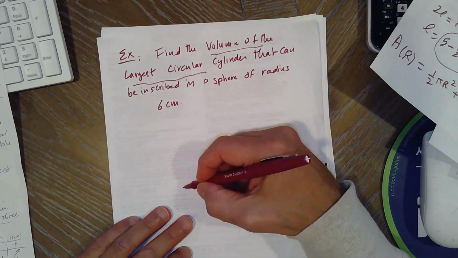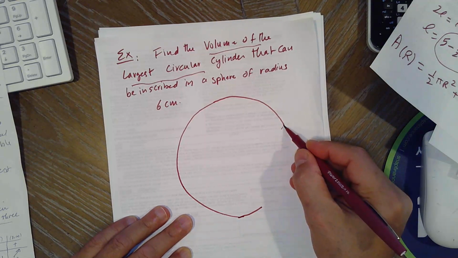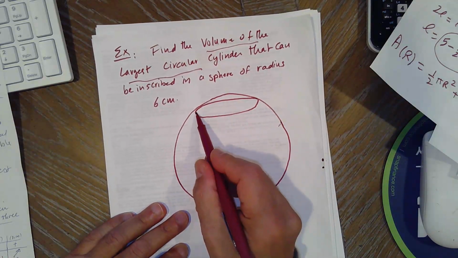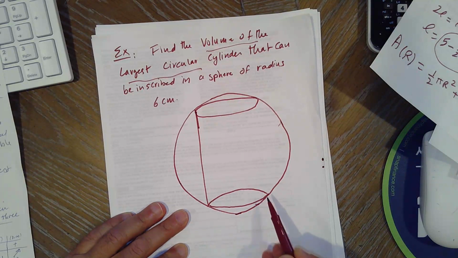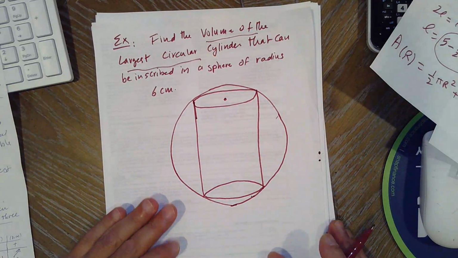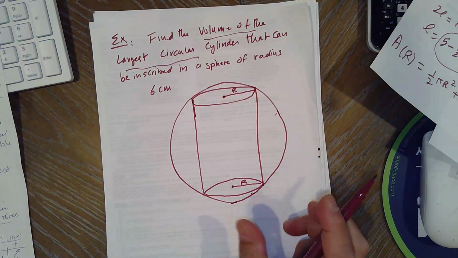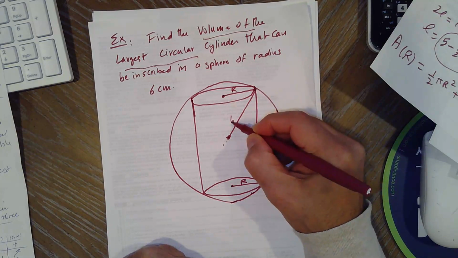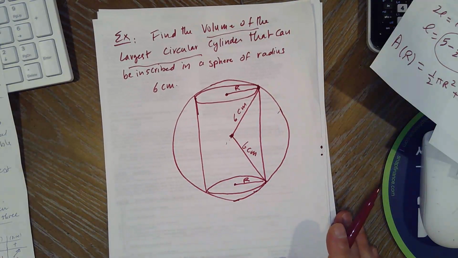So a sphere, when we do a cross section on the plane, we get a circle. And we want to inscribe in that sphere a right circular cylinder, with radius R of the top and the bottom. We don't know the radius of the cylinder. We want to figure that out. But we know that the radius of the sphere is 6 centimeters. And we want to find the volume of the largest circular cylinder.